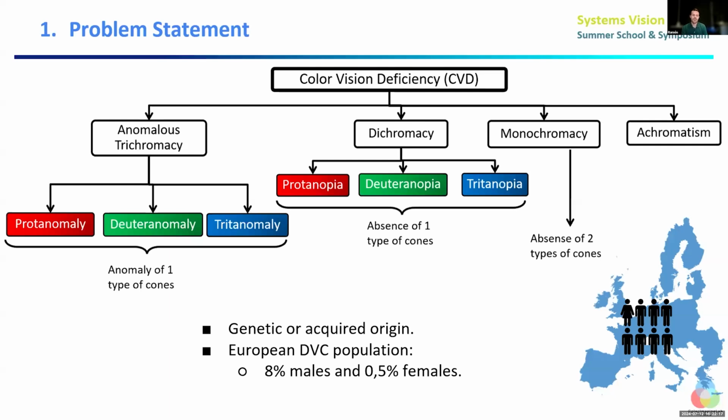Anomalous trichromats have an anomaly in one type of cone and are further divided into protanomalous, deuteranomalous, and tritanomalous, depending on the affected cone. Dichromats, on the other hand, have only 2 types of cones and are divided into protanopes, deuteranopes, and tritanopes. Blue cone monochromats lack 2 types of cones, having only the blue cones. And finally, achromats lack any photopigments.